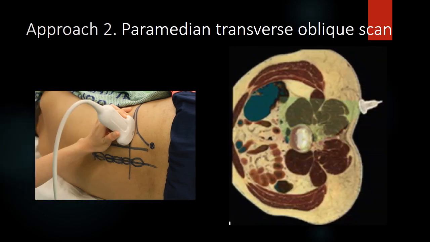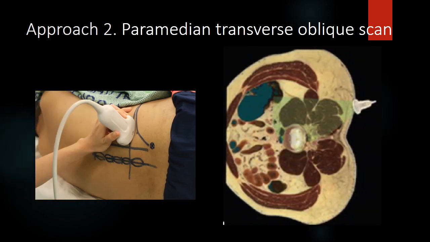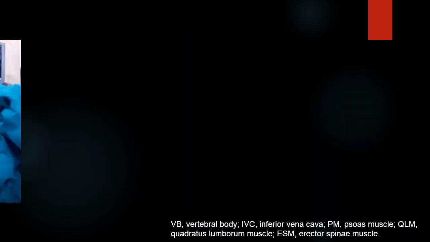Second approach is paramedian transverse oblique scan of the lumbar paravertebral region. In this approach, the ultrasound transducer is placed lateral to the sagittal scan line and over the intercristal line with its orientation marker directed laterally, outward. Also note the transducer is angled medially for the ultrasound scan.